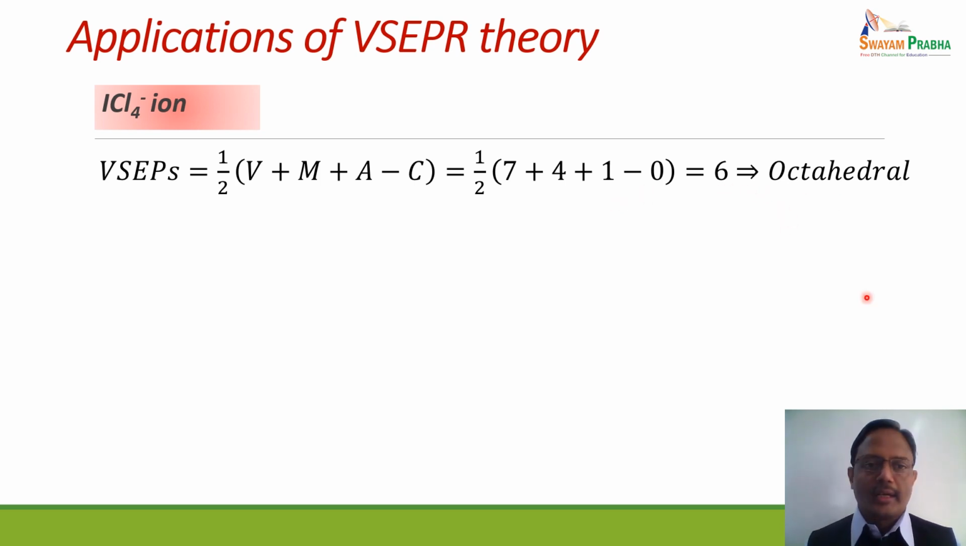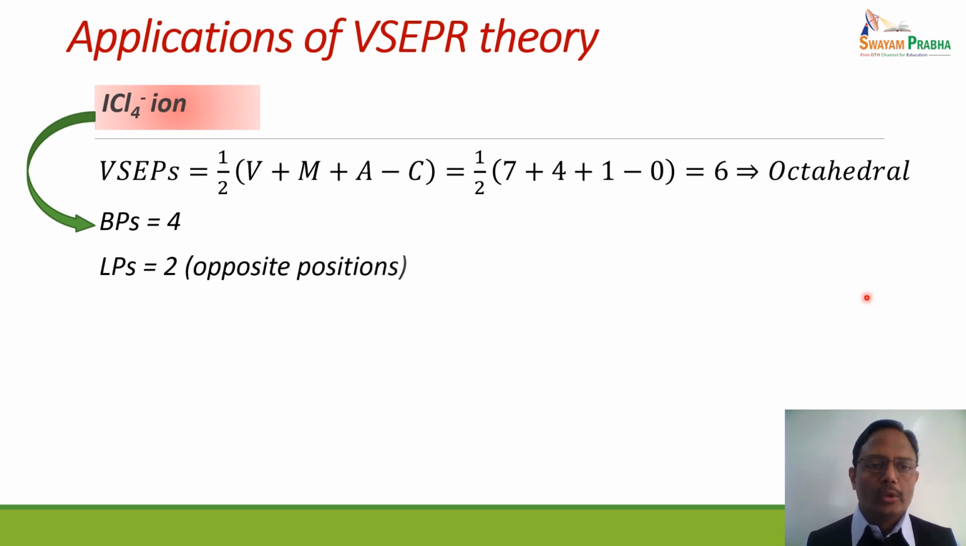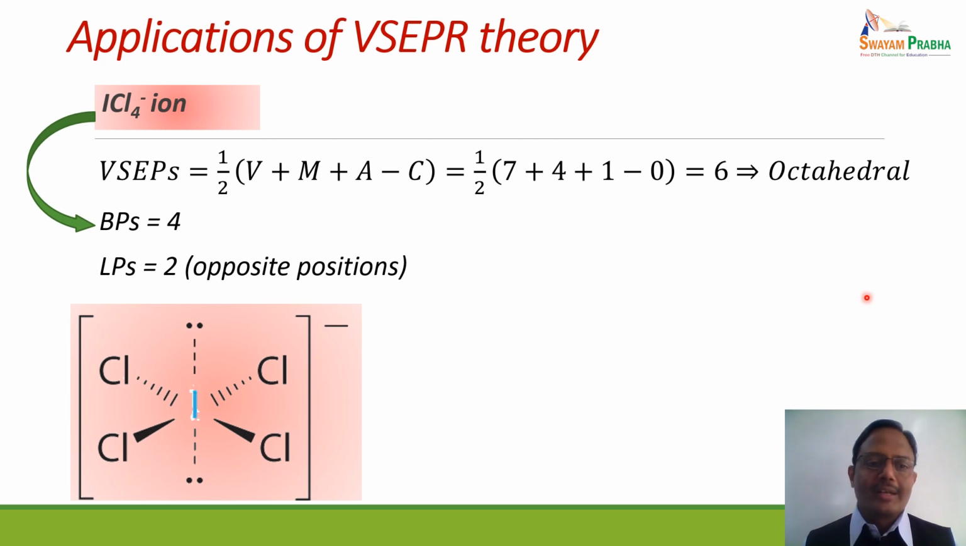The expected geometry is octahedral, but out of the 6 there are only 4 bond pairs, indicating that 2 should be lone pairs. These lone pairs in octahedral geometry will be at maximum distance from each other, so they will adopt opposite positions, what we call trans positions with respect to each other. The 4 bond pairs will remain in the plane, while the 2 lone pairs will be maximum away from each other, at 180 degrees, in order to decrease the repulsive forces.